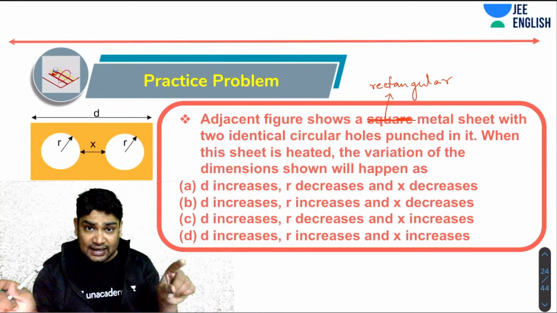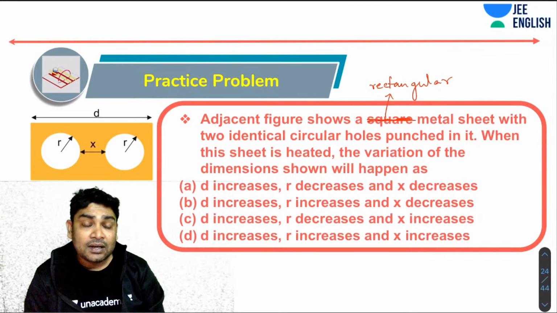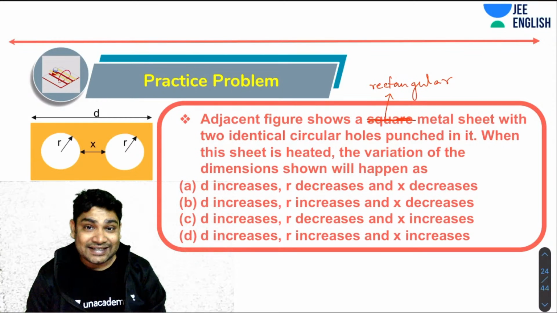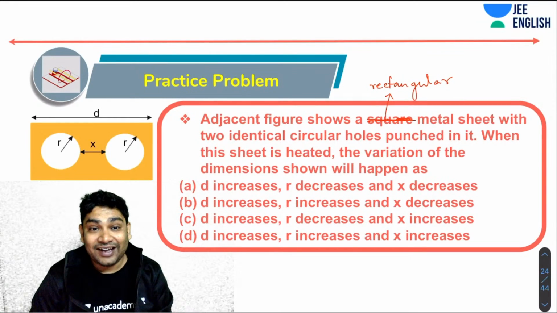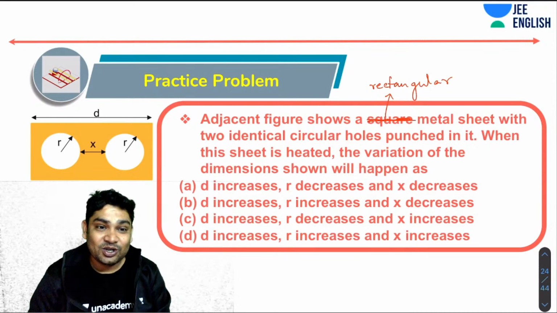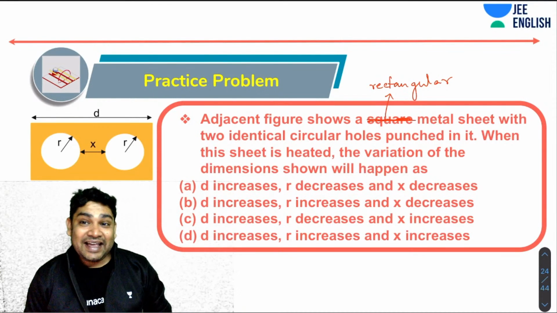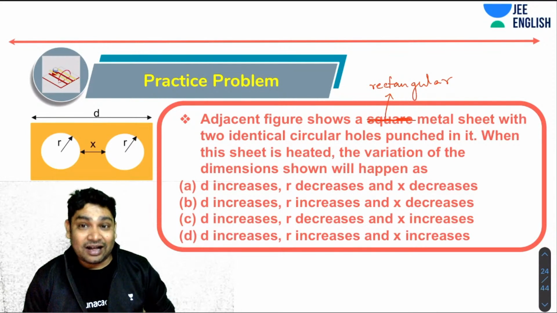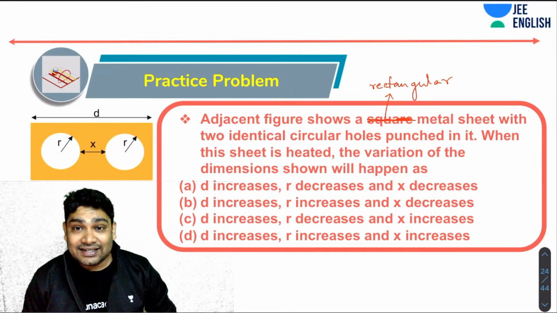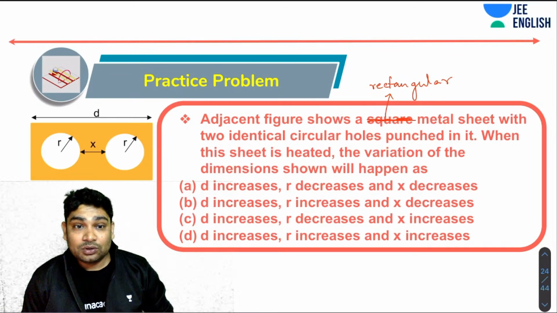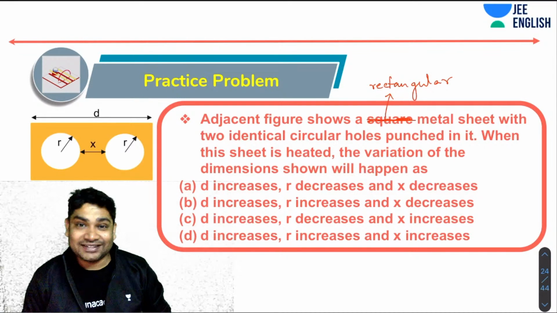you've been shown that the length of the rectangular sheet is d. The radius of the holes that have been punched in is r, and the distance between the edges of these holes is x. So when I heat this up, what will happen to the different dimensions? Option A says D increases, R decreases, X decreases. B says D increases, R increases, X decreases. C says D increases, R decreases, X increases. D says D increases, R increases, and X increases. So which one of the following options do you think is correct? Give it a try.